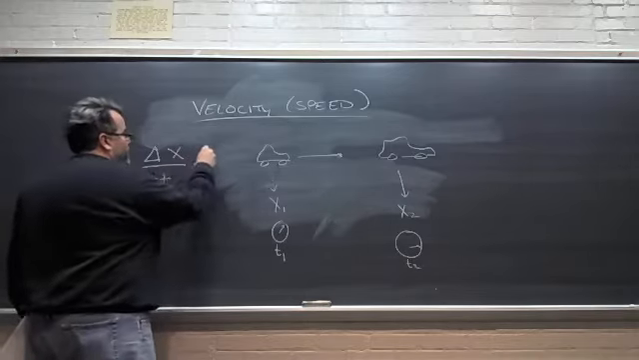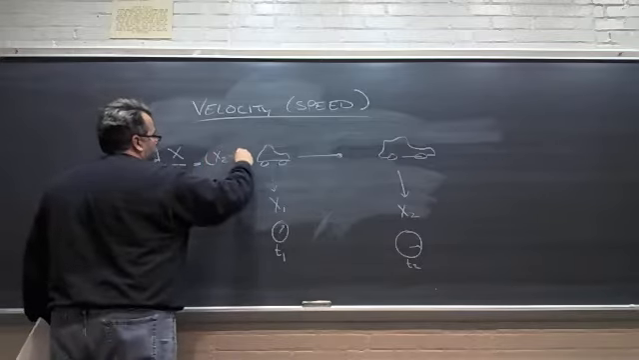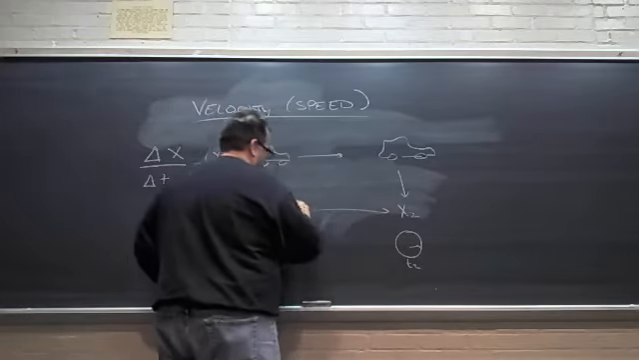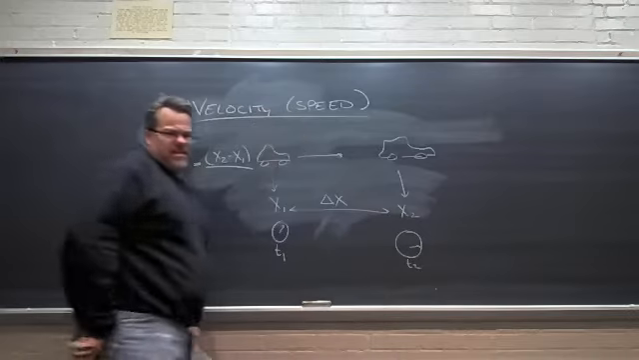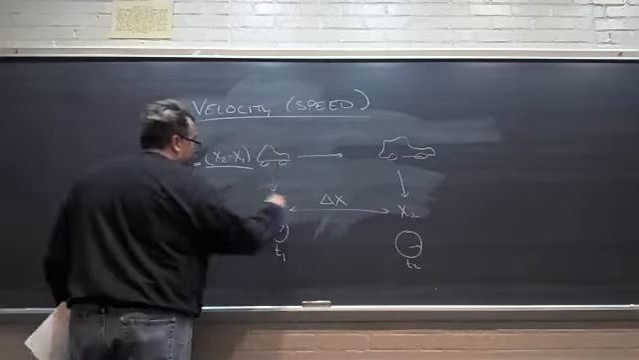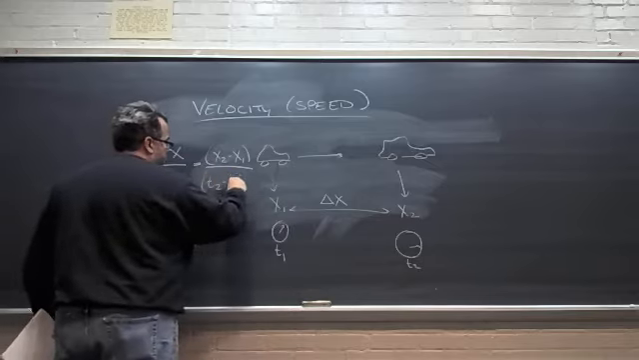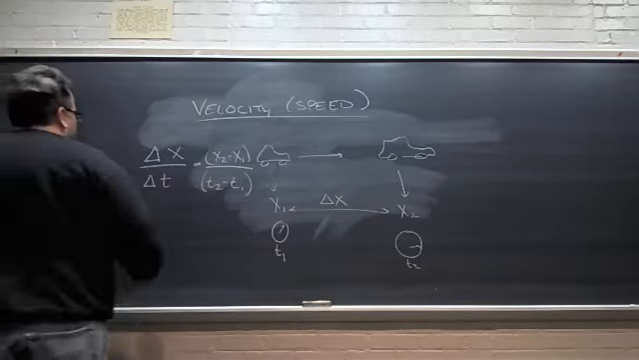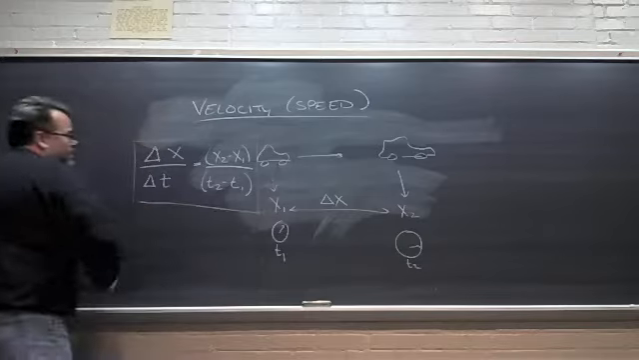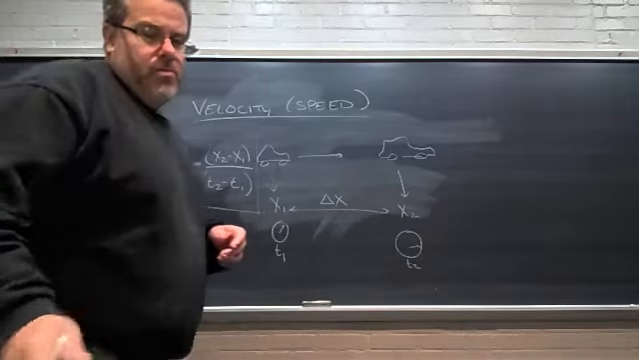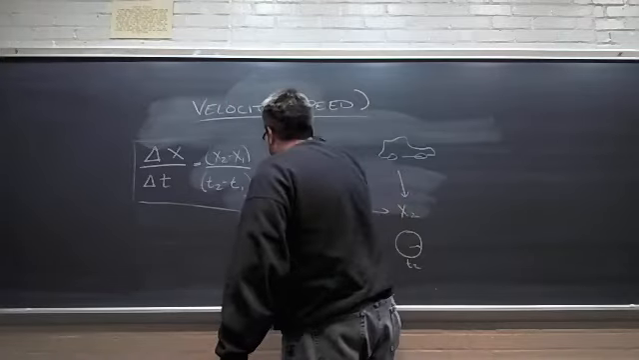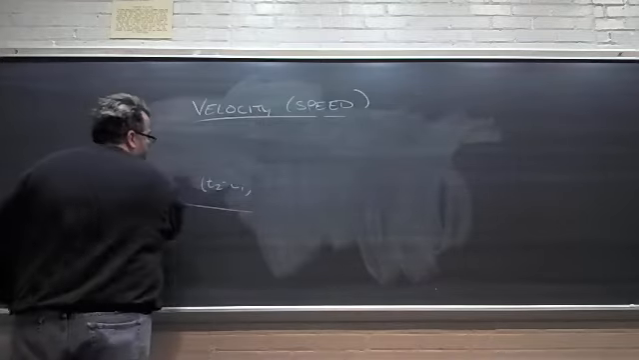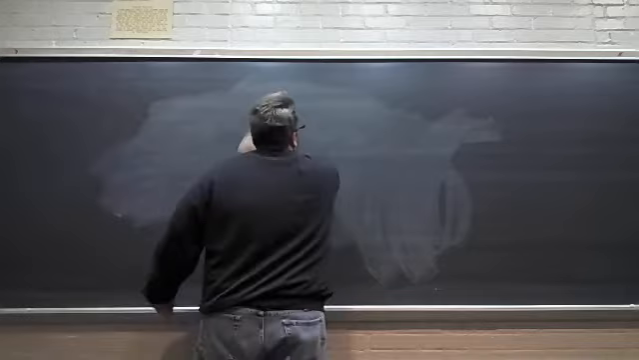Right? And the change in the x-coordinate is just x2 minus x1, right? That's the change in the x value. Divided by the change in time, which is t2 minus t1. Right? So that's how we would define speed. I think that's pretty intuitive, right? So we can do the same thing for a chemical reaction, except for the reaction, of course, is not moving.